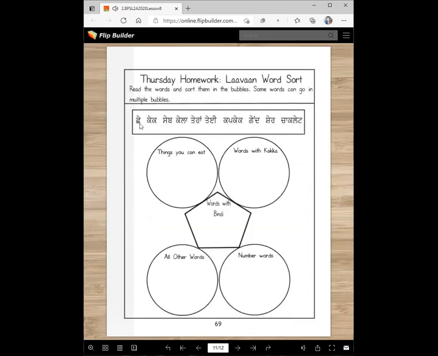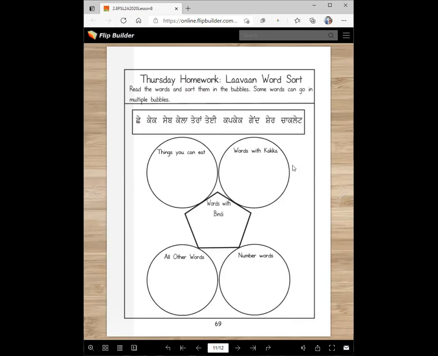Over here, you have to write these words. You have to sort them. So these are the categories, things you can eat. What are things you can eat? You can eat cupcake, you can eat kela, you can eat cake, you can eat chocolate. You can write them here, right? Where is kele? We forgot kele. We should have Kelly there too.